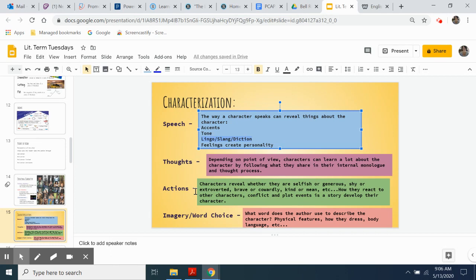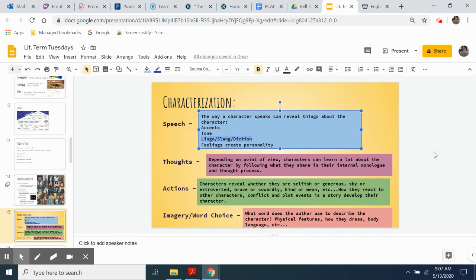Another way that we often see this developed is through the author's word choice. How do they describe the character? What words do they choose to tell us what they look like? How are they dressing? What is their body language? What are their facial features and expressions? All of those help us really understand our characters.